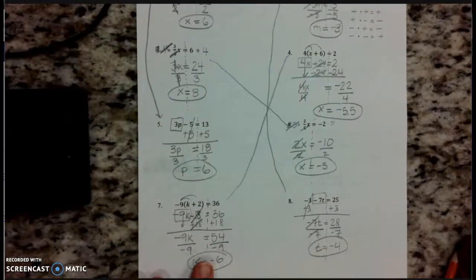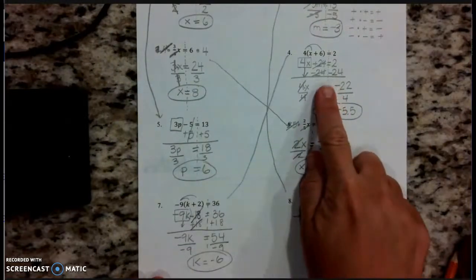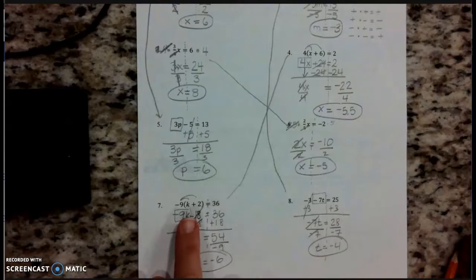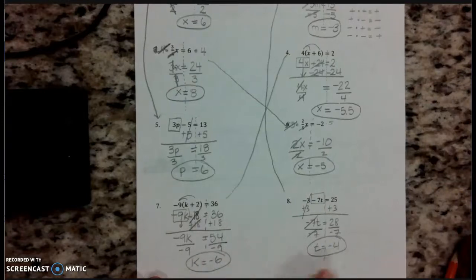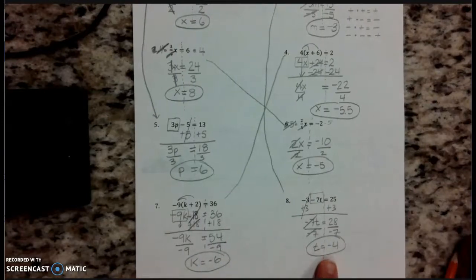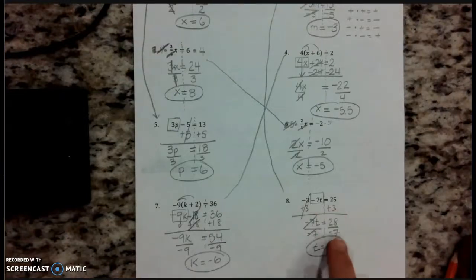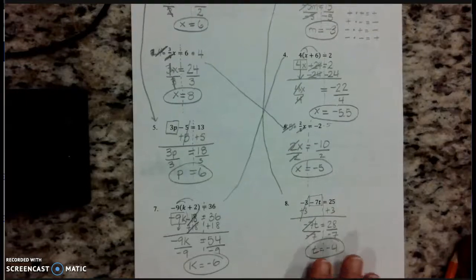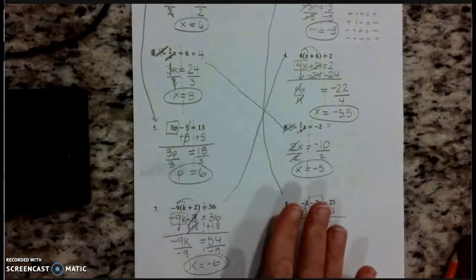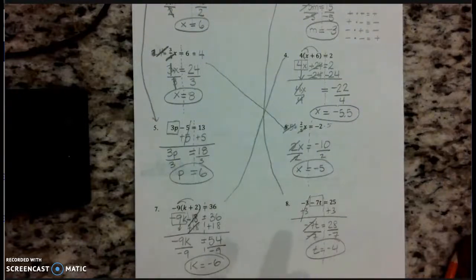And finally, for number 7, it was very much like the parenthesis here for number 4. I distributed out the negative 9 first. Then I added 18, divided by negative 9, and I got k equals negative 6. And finally, for number 8, which is like number 2, I added the 3, divided by the negative 7, and I got t equals negative 4. If you didn't get any of these 4 that you were supposed to try, I would highly recommend going to see your teacher to go over it. All right, good luck with solving multiple stepped equations.